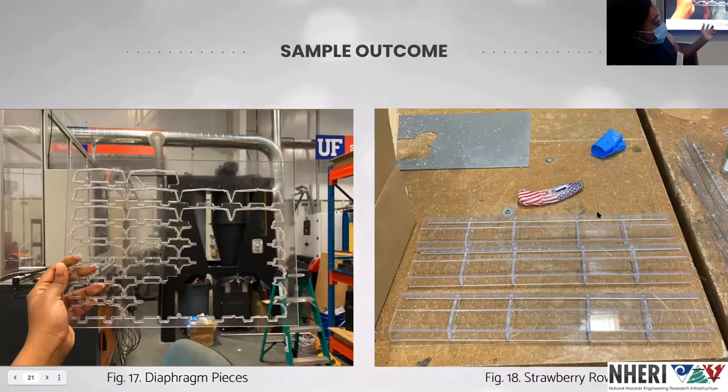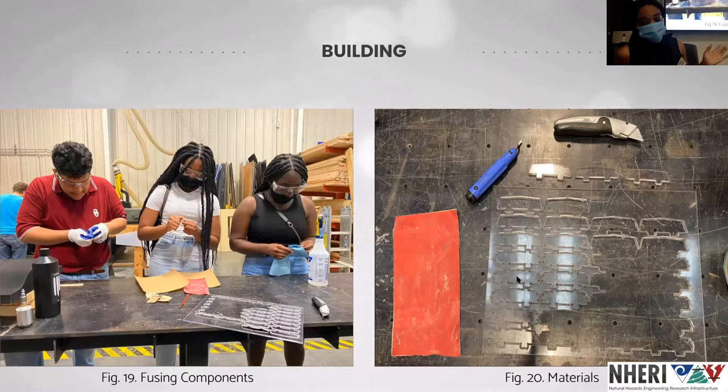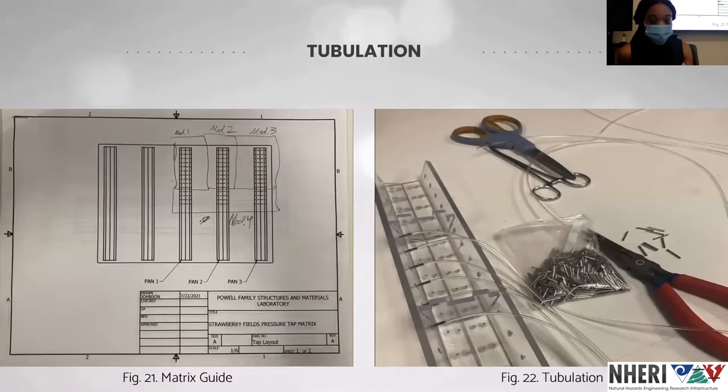And here are some sample outcomes. This is diaphragm pieces, and that was some of the rows, the strawberry rows for the fields. And the diaphragm pieces are just for more structural integrity, and you can kind of see them in here. And then this is just us fusing the components and using materials like sandpaper and knives to put them together. And the last step was tubulation, which is the important part where we are able to get pressure measurements. And these things that you see over here were actually meant to be the same size, so you don't get different levels of measurements and get incorrect data.